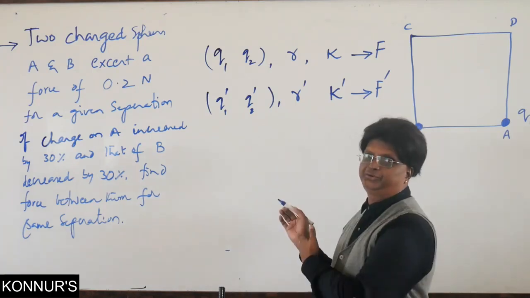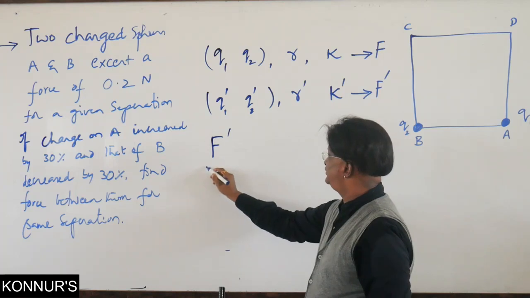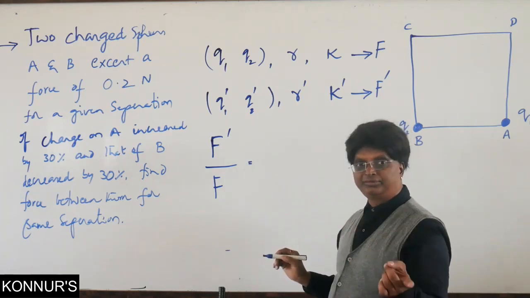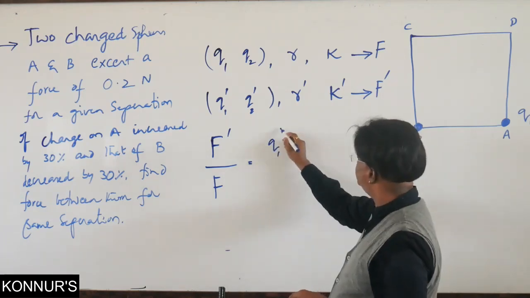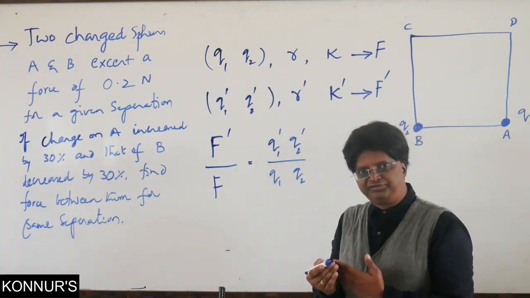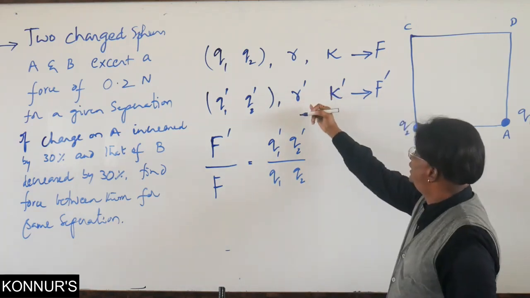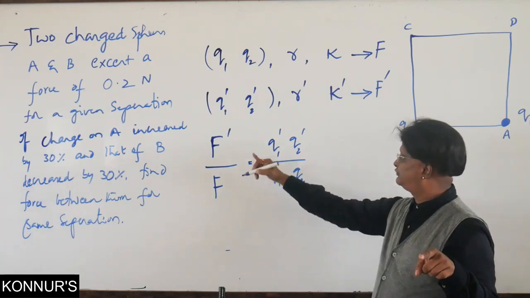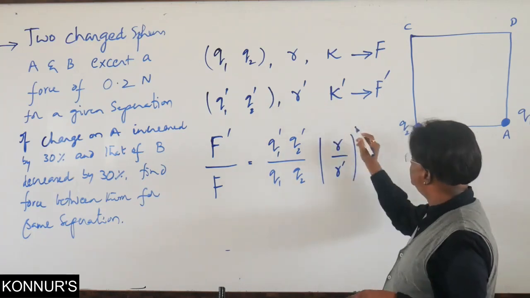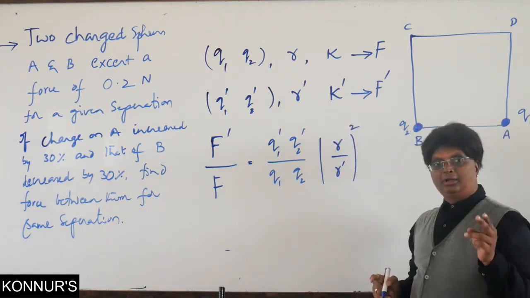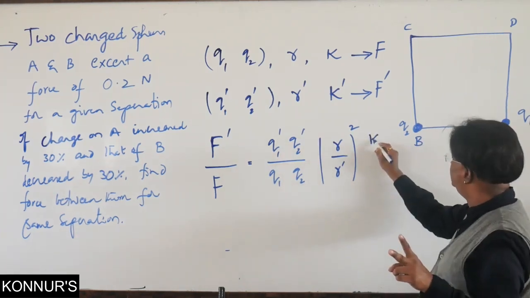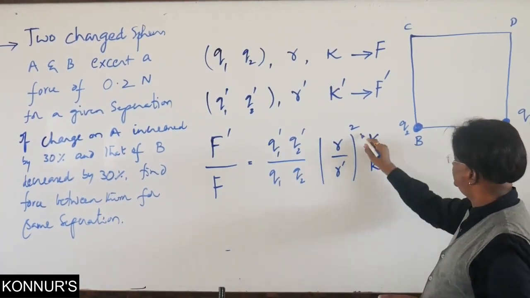Therefore, this is the tool I am giving. The new force F dash compared with the old or given force F: force and charges are directly proportional, therefore it is Q1 prime Q2 prime by Q1 Q2. Whichever is changing, that change we will substitute. Then for distance, we are told it is inverse square. Therefore F dash by F, here I will write R upon R dash, squared. And depending on the medium, the dielectric constant is inversely proportional. Therefore I will write K upon K dash.